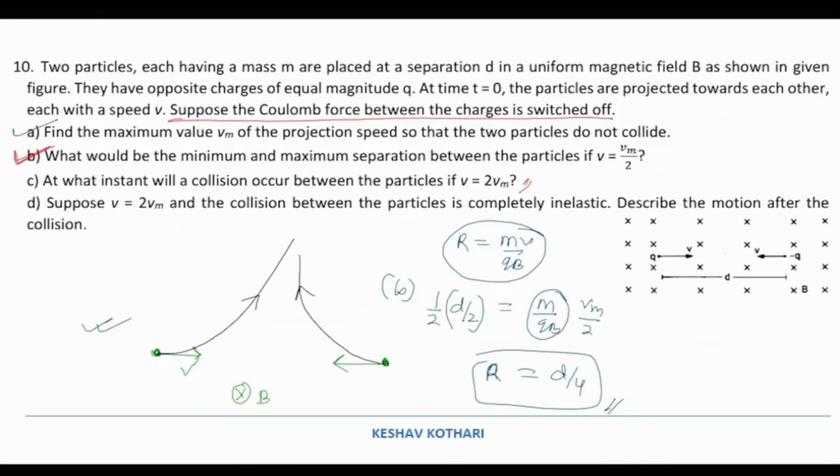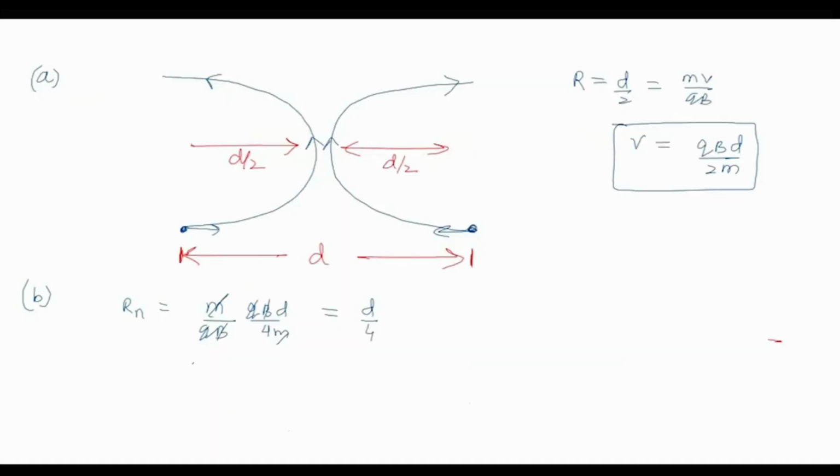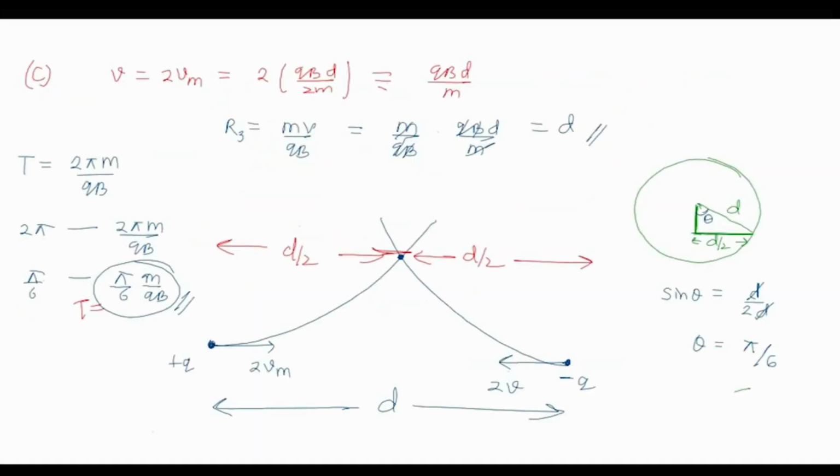So if we deal with the fourth part of this problem, the problem is stating suppose V is equal to twice Vm and the collision between the particles is completely inelastic. Describe the motion after the collision. So this one is a much simpler problem in comparison to the above three problems. The problem is saying that the collision which takes place over here is completely inelastic.